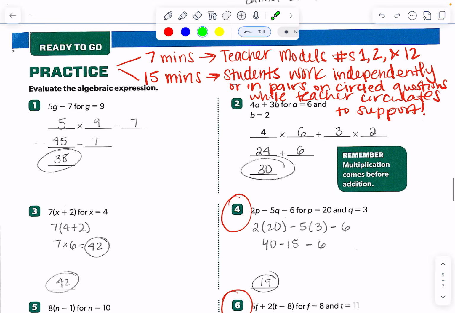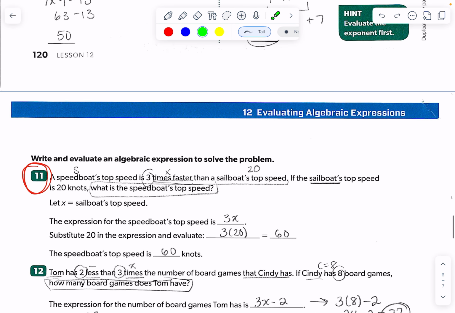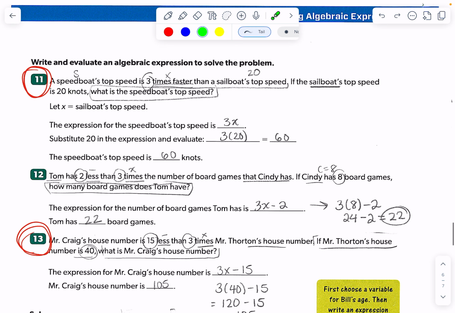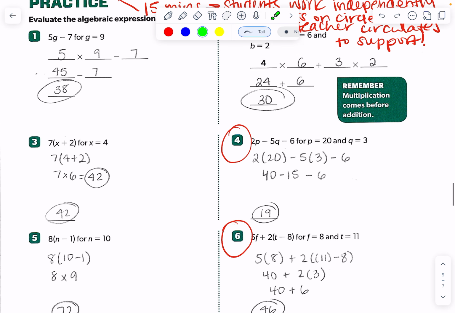Before you jump into the independent practice, though, I would spend about 7 minutes modeling questions 1, 2, and 12. So show students how you will fill in these blanks for your substitution. I've chosen these specific questions. Question 1, because it is a 1 variable substitution. Question 2 is a 2 variable substitution. And then question 12 is a word problem. So you will be going over the different types of questions students are going to be seeing during their independent practice.